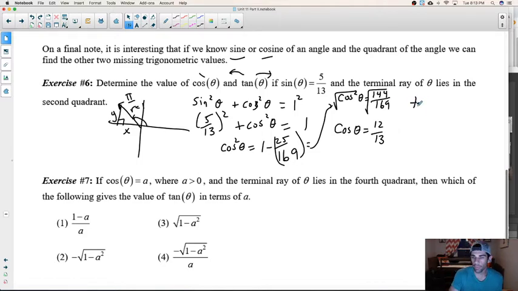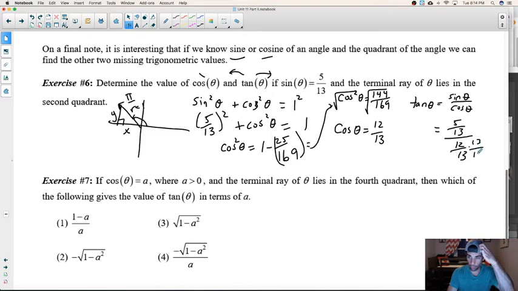Now we learned before that tangent theta is sine theta over cosine theta. Sine is 5 over 13. Cosine is 12 over 13. Now, get rid of this guy. And we're going to end up with 5 over 12. All right, so there's the basics.